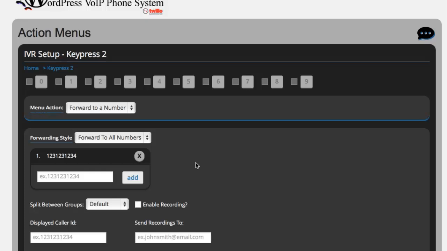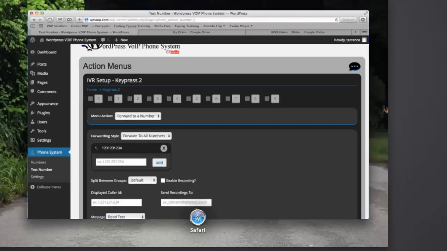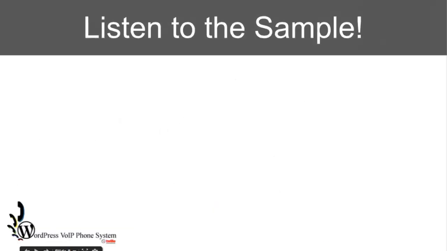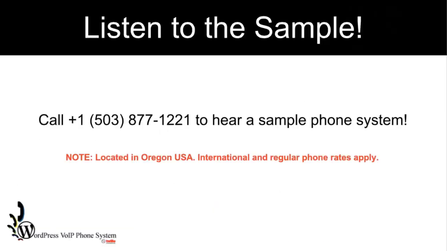So lastly, I want to just real quick take you over here. So as obviously it's affordable and it's very easy to use, as we just showed. So if you want to actually listen to a sample of this, and I've already set up a menu that's a little bit more complicated and shows you just what it can do, you can call this number 503-877-1221. Just keep in mind that your phone rates will apply. It is not a toll-free number, and it is in the US, so if you're calling outside of the US, there will be international charges.